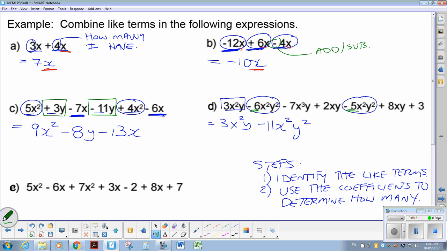Next, let's look at the x cubed y's, and that is my only x cubed y, so nothing changes. I have nothing to combine it with. Now my xy's, so I've got 2 of them there, and I've got 8 there. So that means I have 2 and 8 would give me 10xy's. And then I just have a number at the end. I just have a plus 3. So there we go. We have combined all our like terms.